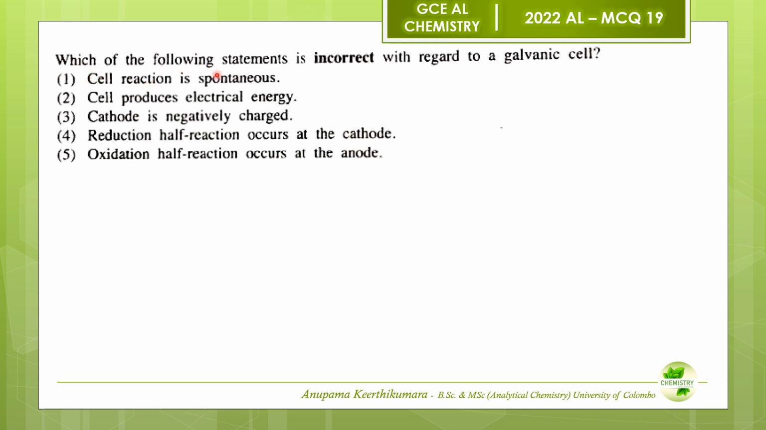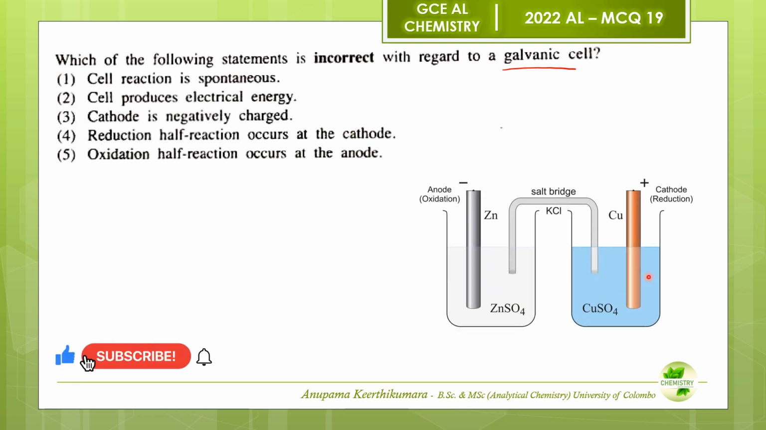Which of the following statements is incorrect with regard to a galvanic cell? This is an example for a galvanic cell. This galvanic cell was constructed using zinc and copper half cells. We will connect these two electrodes using a conducting wire with a bulb.